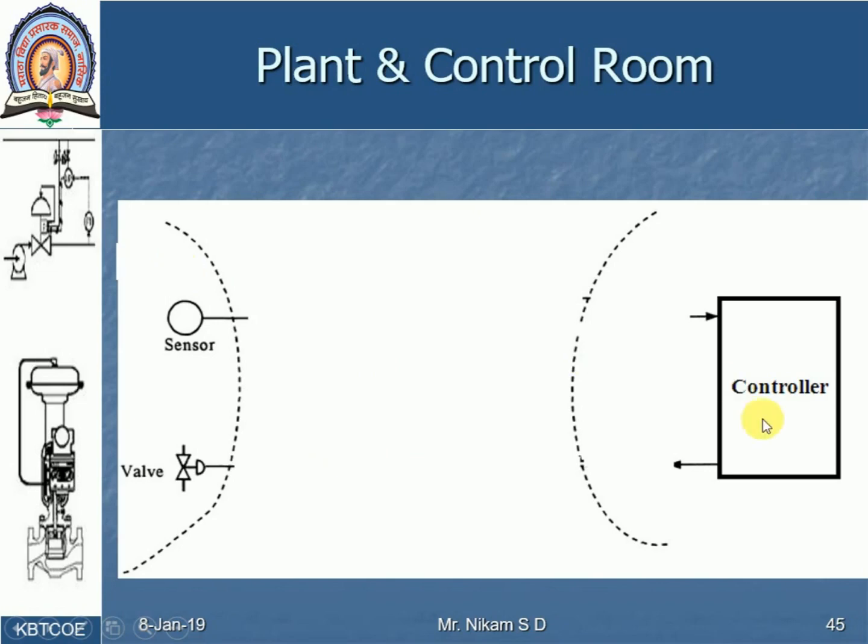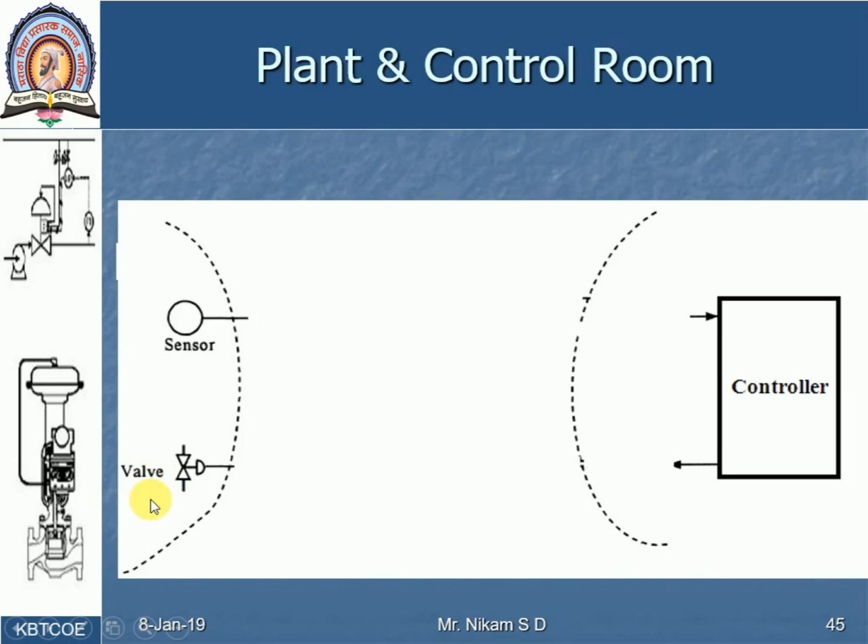The signal is given to the controller, and then the controller will decide: this is my set point and this is my process value which I am getting. Now what type of action do I have to take so that the process value is moved towards the set point? There is a deviation, and the controller reduces the deviation. Correct?